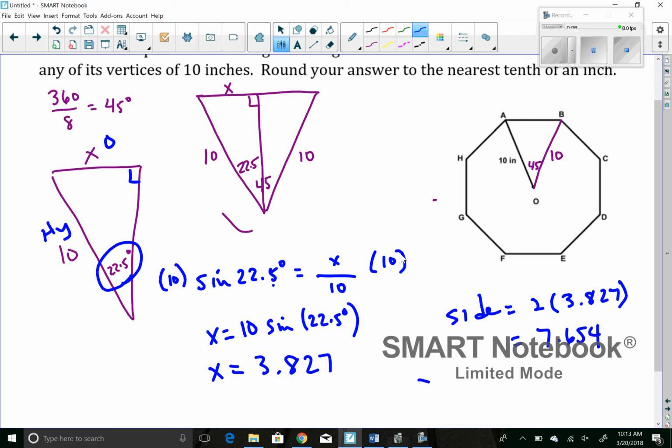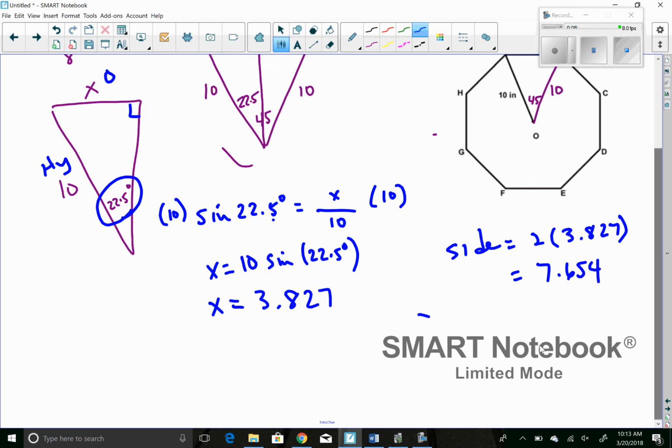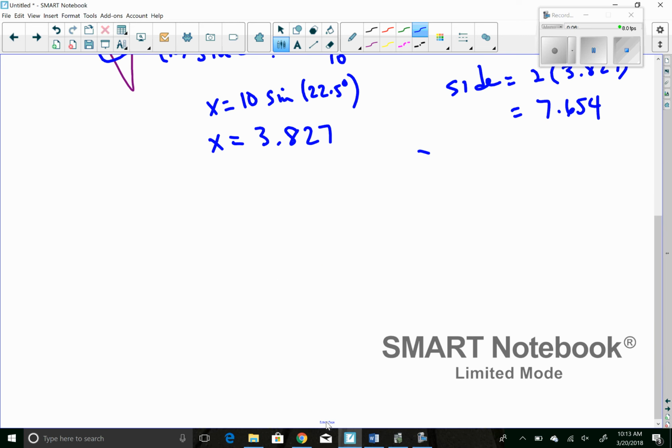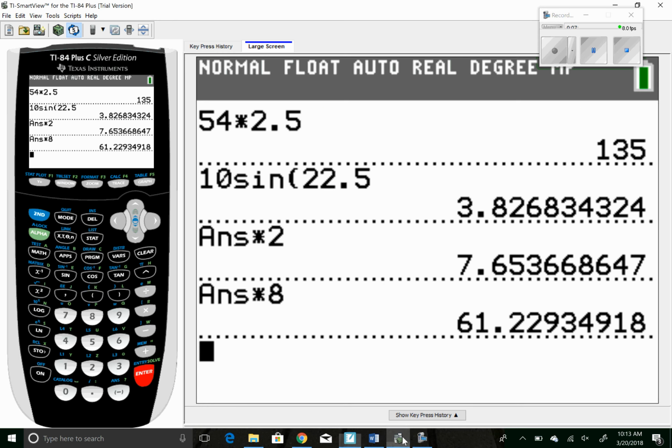Now they want us to round this to the nearest tenth. So the perimeter on paper, I'll write down that I'm multiplying that 7.65 times 8. So we'll say the perimeter is equal to 8 times one side, 7.654. So the perimeter comes out to be whatever the calculator told us when I multiplied it, 61.2.